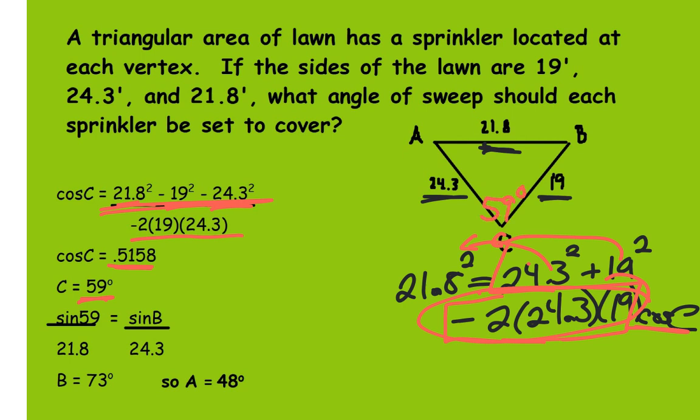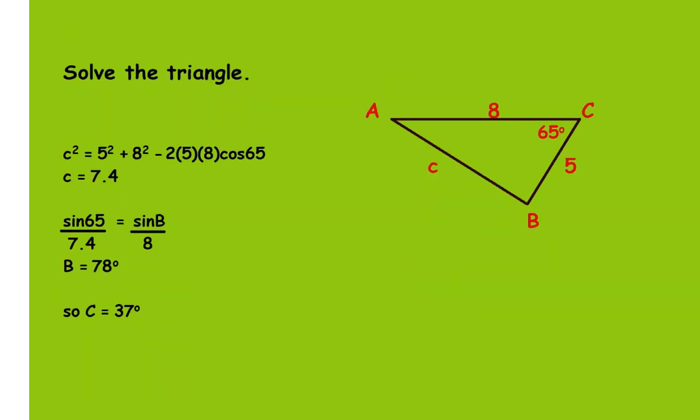And then I set up law of sines. You don't ever do law of cosines twice. Do law of cosines once, and then the second time you'll set up a law of sines. Solve this for angle B, and I get 73 degrees, and then 180 minus 59 minus 73 gives me 48 degrees for angle A.